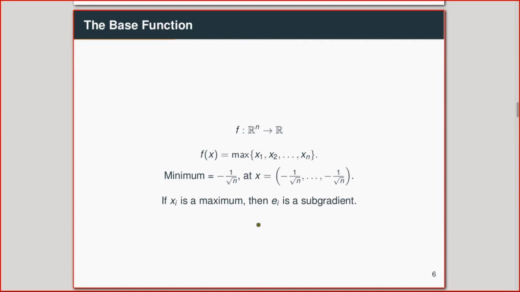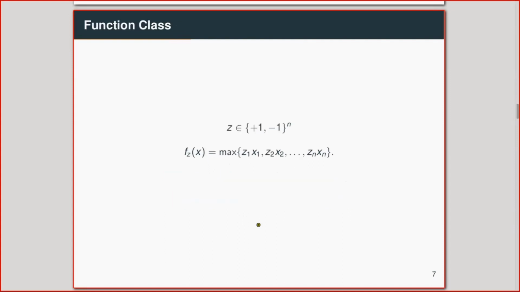It has nice characteristics. Now we'll create a class of families from this base function. And we're going to do it by just flipping some of the axes. So it's still a maximum of the various coordinates, except some of them might have minus signs in front of them now. That's the only difference. So again, the minimum should still be -1 by square root n, and it should be at a similar point with just the axes flipped correspondingly.